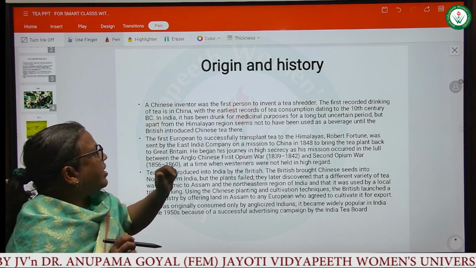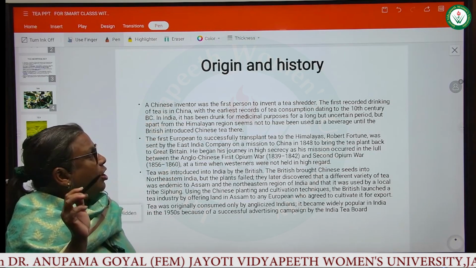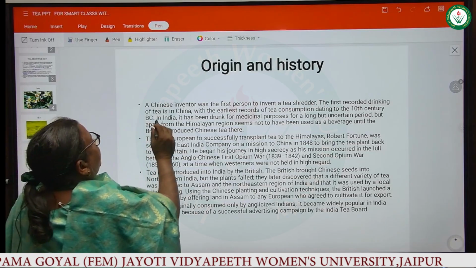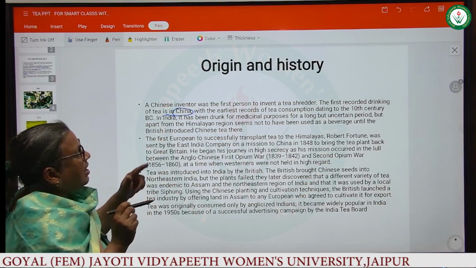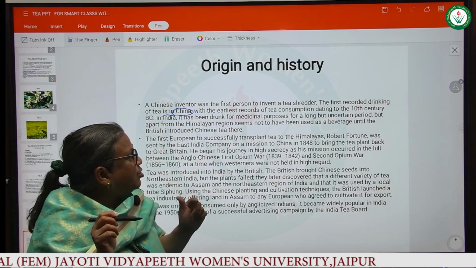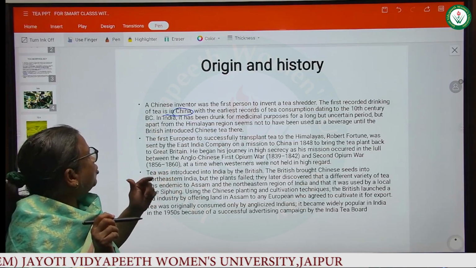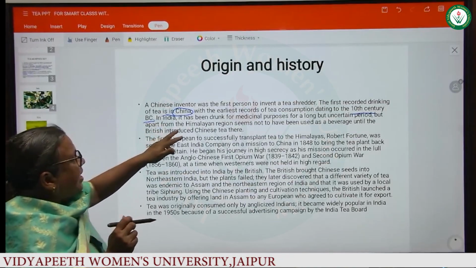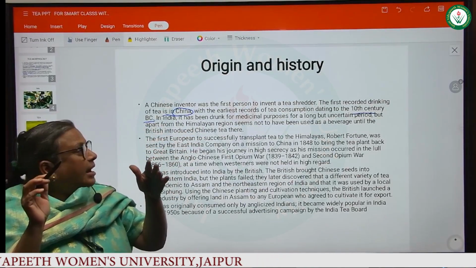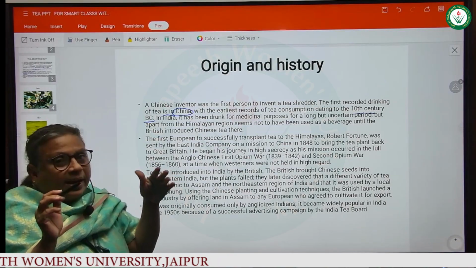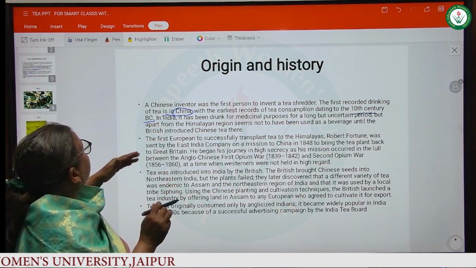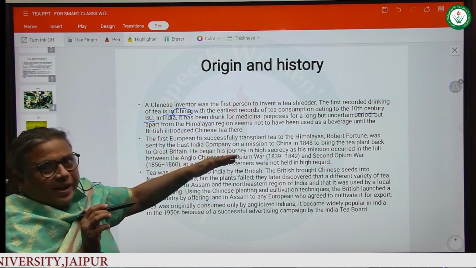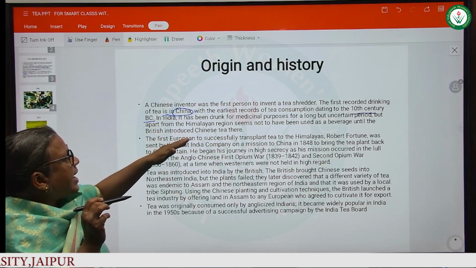A Chinese inventor was the first person to invent a tea shredder. The first recorded drinking of tea is in China, with the earliest records of tea consumption dating to the 10th century BC. In India, it has been drunk for medicinal purposes for a long but uncertain period, but apart from the Himalayan region, it seems not to have been used as a beverage until the British introduced Chinese tea there.